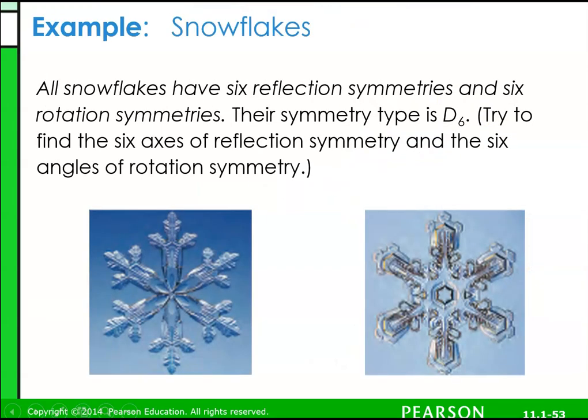The snowflake has 6 reflection symmetries and 6 rotational symmetries, so this would be D sub 6. If you want to think about it, try to figure out what those are. Hopefully you can see 1, 2, 3, but then you also have the horizontal, 4. So we're missing 2 more. What would those be? Hopefully you can see that they would be right in between those as well.